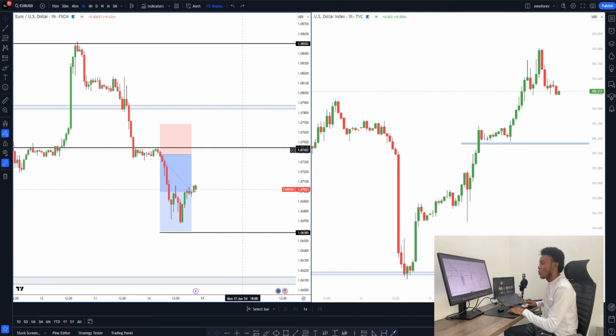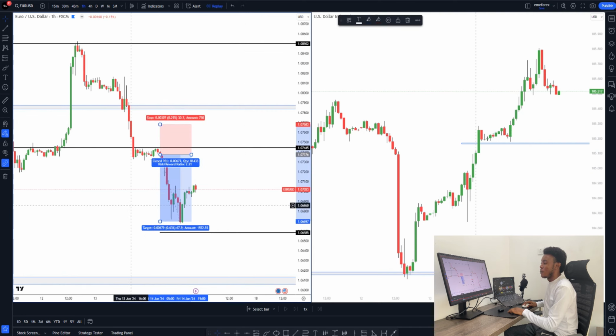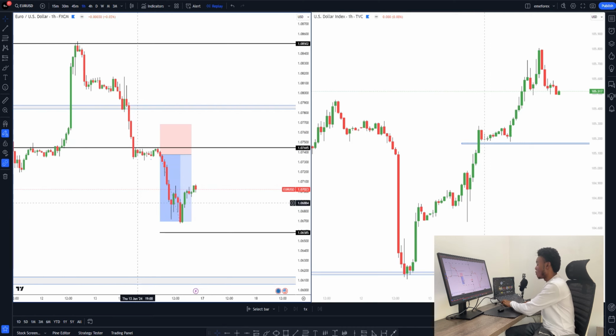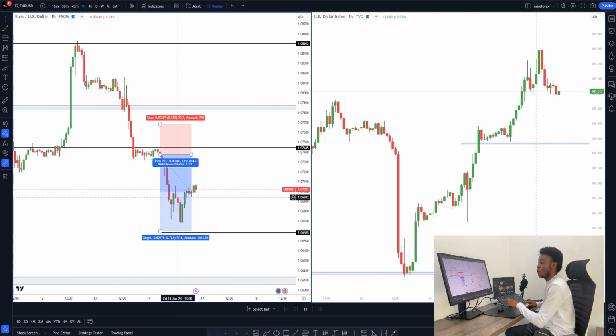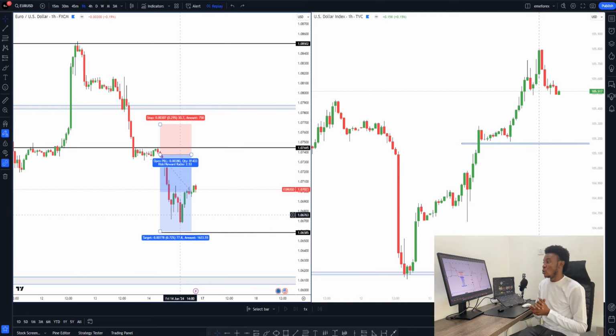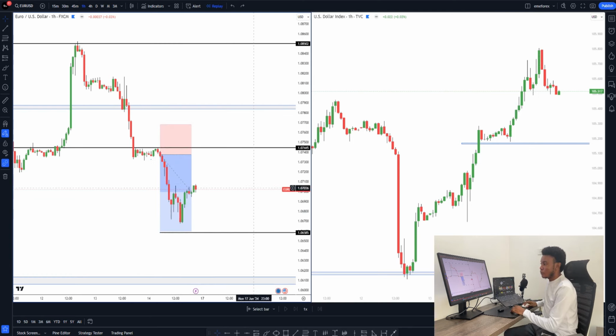And we ended the week with Euro USD. Euro USD gave us about 65 pips. We're very close to take profit. However, because price started losing its momentum, I had to close my positions. I don't want to hold over the weekend, and we ended the week with Euro USD.